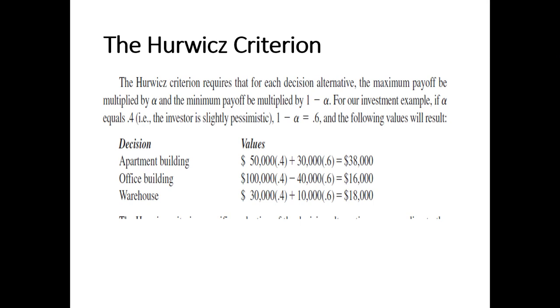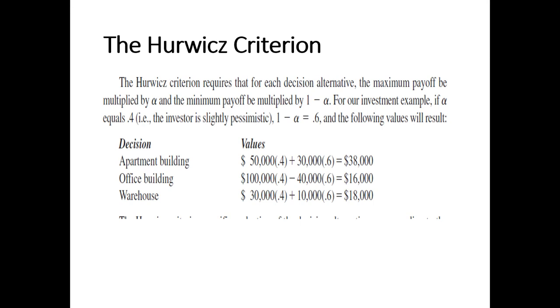Now what to do? This method says just multiply those values with their payoffs and add, as simple as that. So multiply 50,000 by 0.4, 100,000 with 0.4, 30,000 with 0.4, and 0.6 you multiply by the second state of nature, and then add them. After adding, you can see the values are 38,000, 16,000, 18,000. Which one should we choose? We should choose the maximum payoff, which is apartment building.